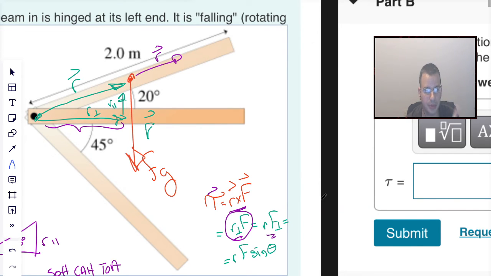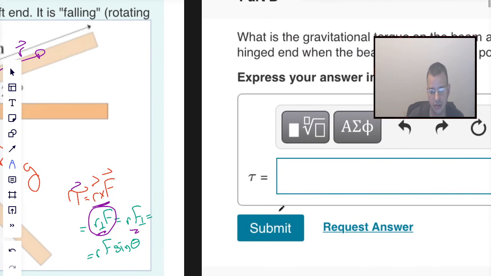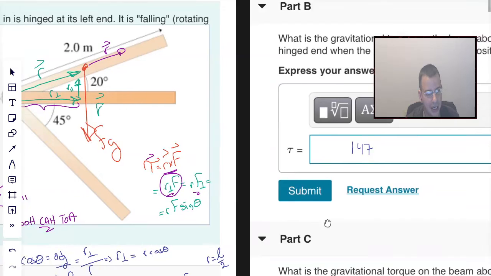For the second one, where it's horizontal, the angle is going to be 0 degrees. So exact same problem, except now we're going to plug in 0. We get 15 times 9.8 times cosine of 0, which is just going to be 147. So cosine of 0 is 1. I really didn't have to do that, but I did anyway.